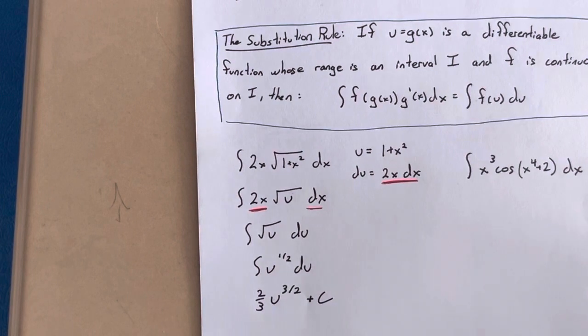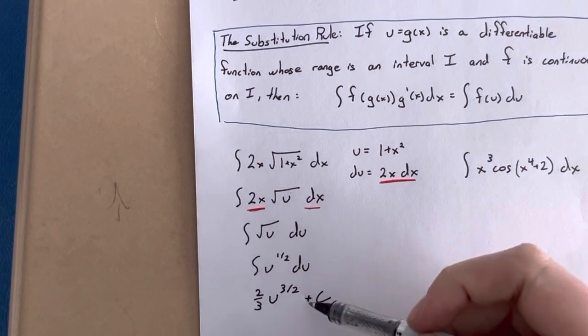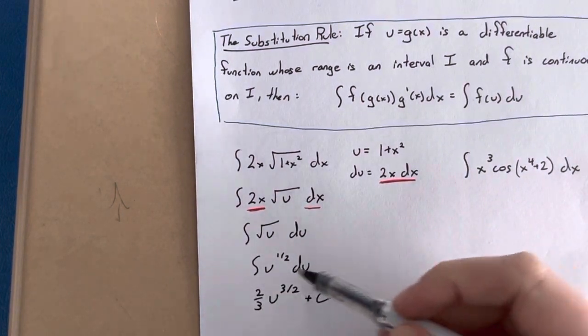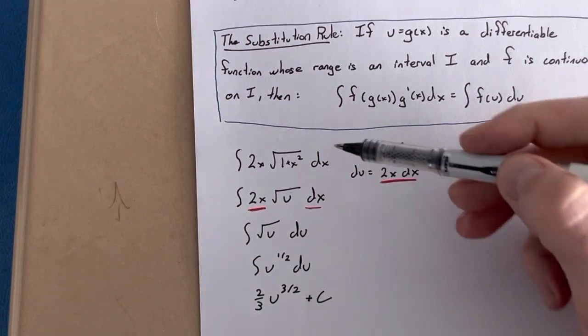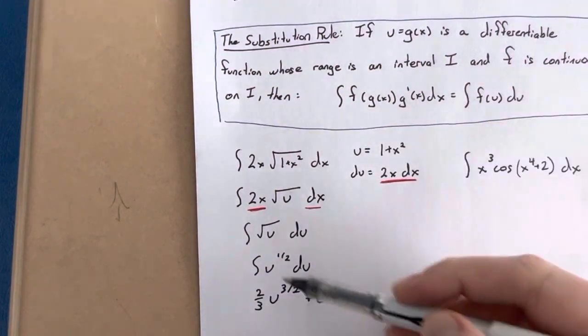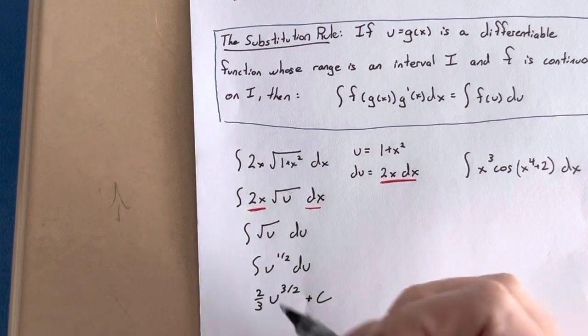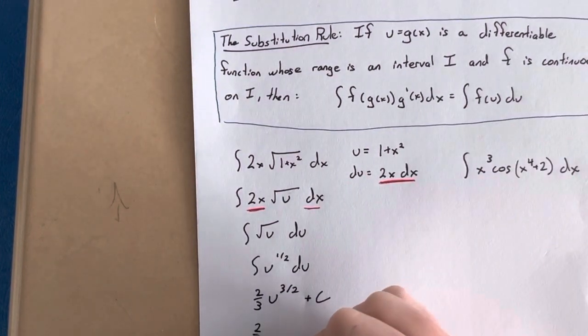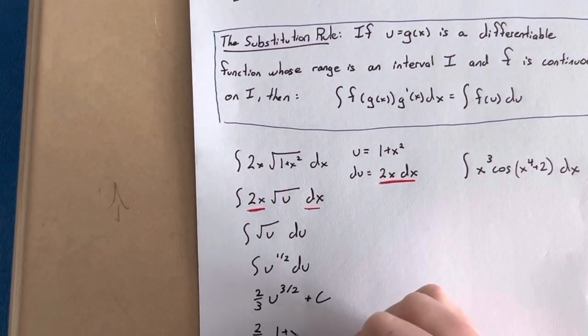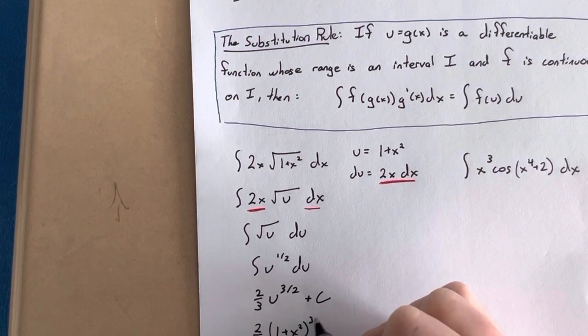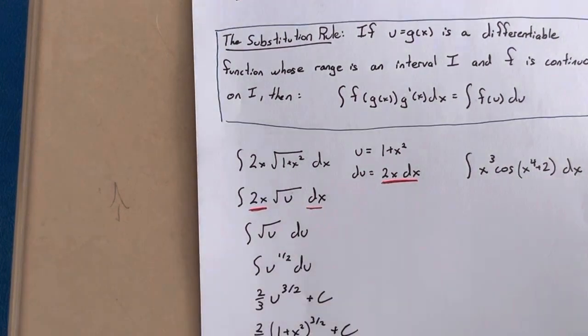We can then say, since this is indefinite, we need this plus c. However, this answer is wrong because we started in x world. So our answer here needs to end in x world. So this u, we said, is equal to 1 plus x squared, to the 3/2 plus c.